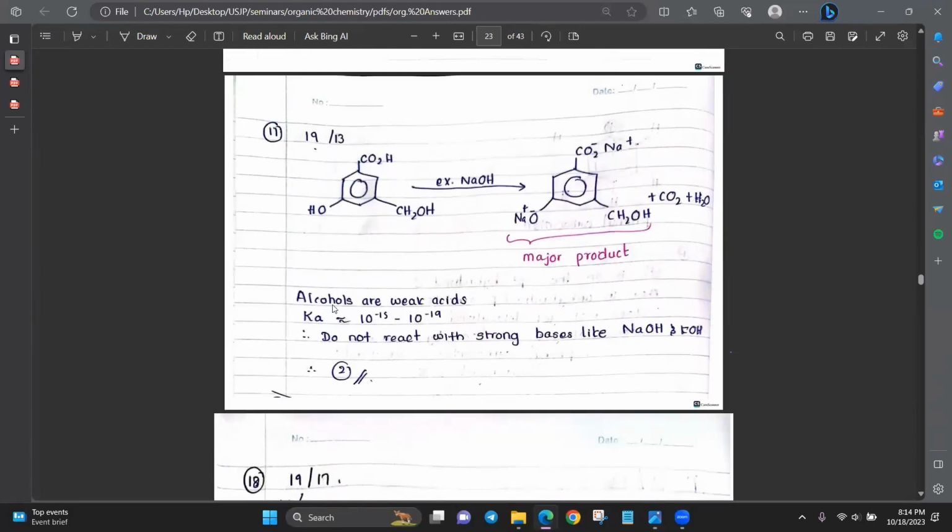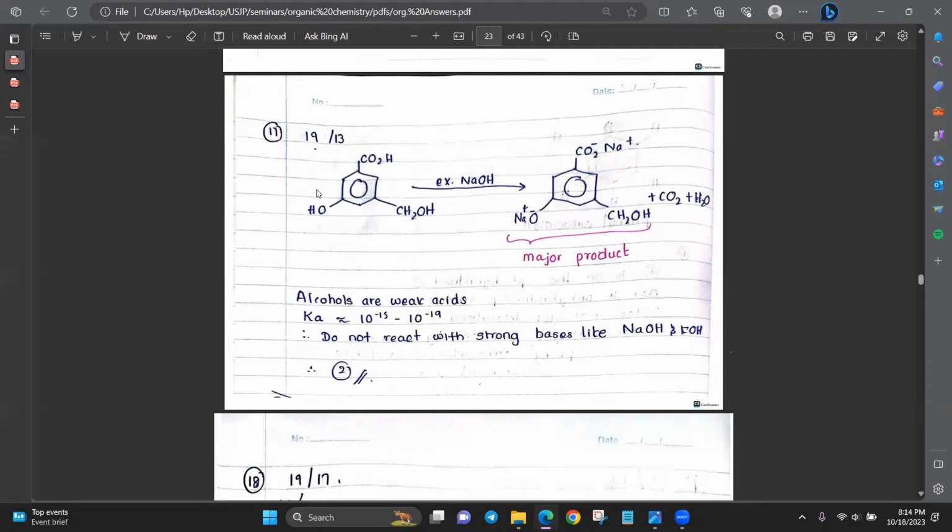Earlier I explained what reactions take place with sodium hydroxide. With sodium hydroxide, everything will react. Only with sodium carbonate and sodium bicarbonate, we have to check. But with sodium hydroxide, alcohols will not react. Okay, we'll go with this process. Phenol is there. Phenols are acidic, and sodium hydroxide is a strong base, so it will react and form this sodium salt.